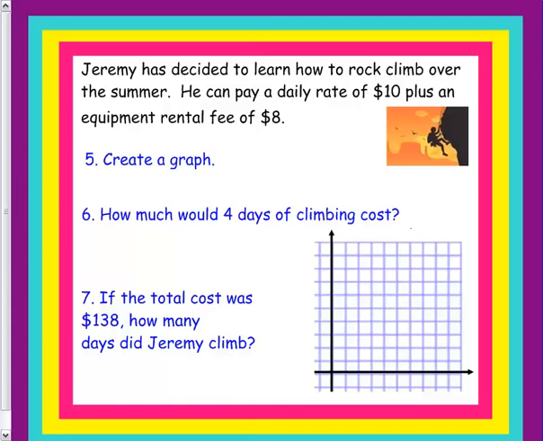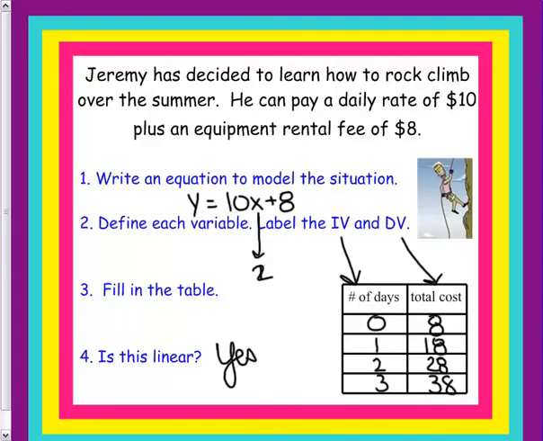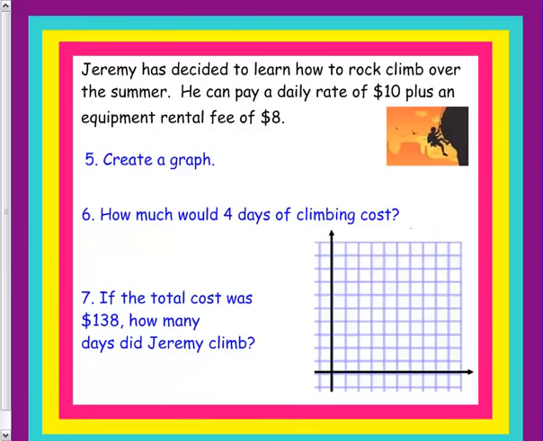All right, so if we created a graph out of this, we would see that every day, so our IV needs to go at the bottom. So these are the number of days would go at the bottom, and our total cost would be our Y. So let's do that right now. So cost, and these are days, and we need a title. Our title would be rock climbing. Oh, I forgot my L.